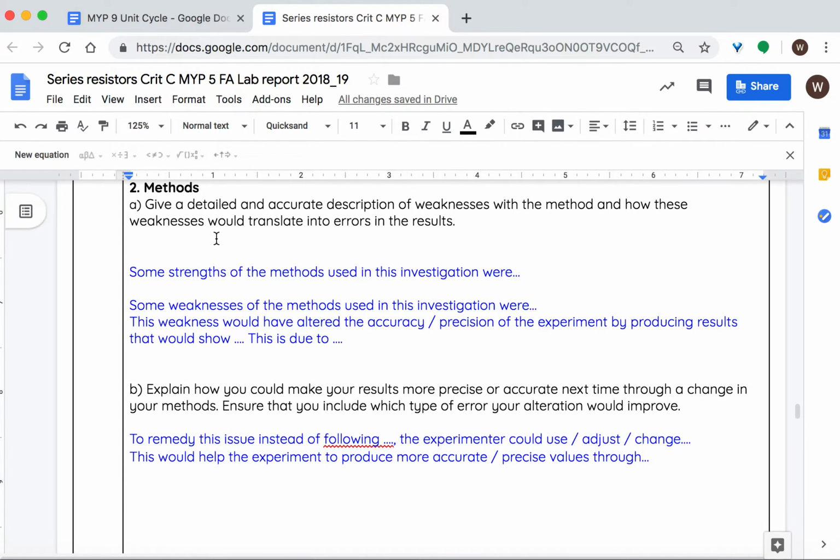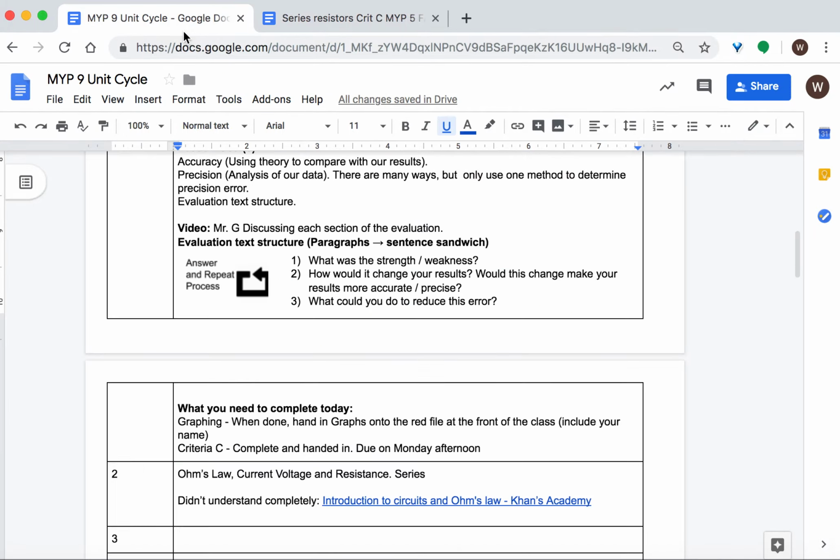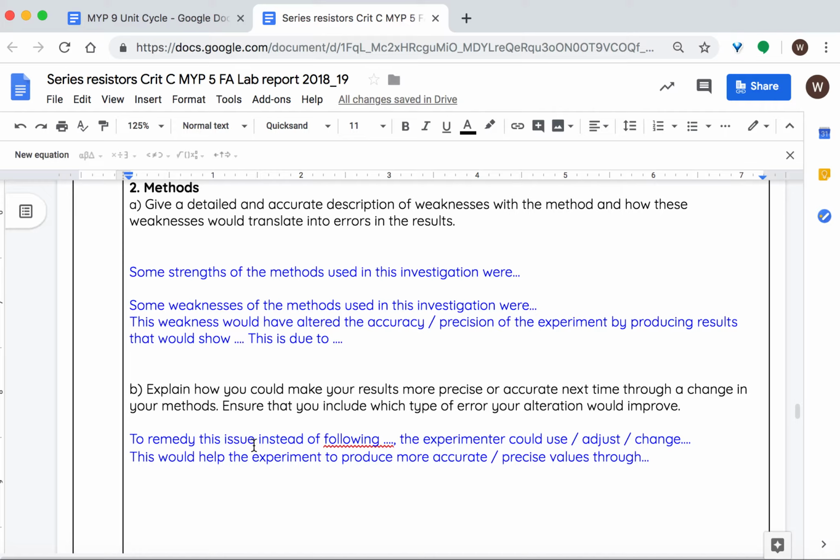Methods. Okay, this is where we get into evaluation and kind of a cycle. So in your unit cycle, I touched upon it right here, evaluation text structure. A text structure is something we use in formal writing, and it's where we go through the same basic ideas. You answer one thing and then you repeat the process. So you answer one question, you answer the next, and you generally repeat and go back. So I copied that into here just to show you what it might look like.